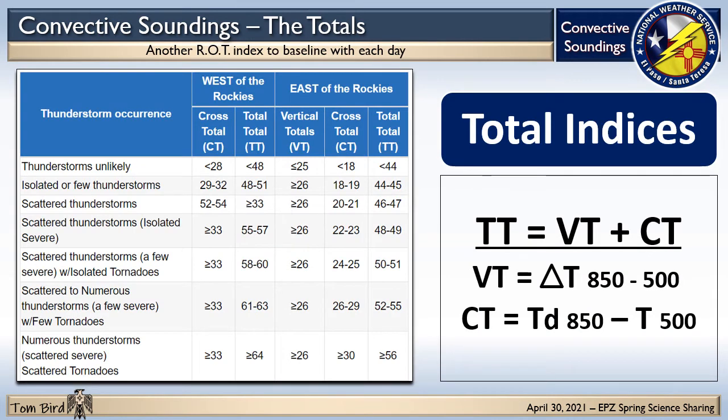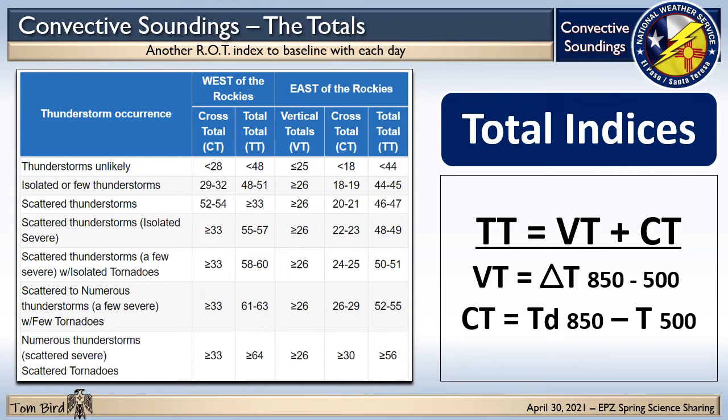And then we look at the total totals. For us, we're west of the Rockies, so we look at those numbers on the left side of the chart. But total totals is a combination of the vertical totals and the cross totals. The vertical totals is basically just the difference in temperature between 850 and 500. It's basically a lapse rate. And the cross totals looks at the moisture at 850 with the dew points and subtracts it from the temperature at 500 millibars. And I'm not real clear on what the thinking is on that and what it does for us.